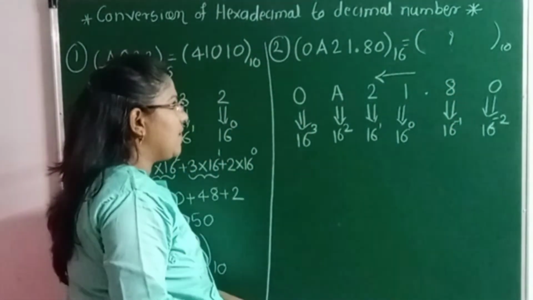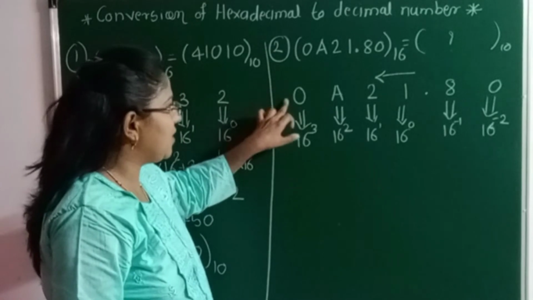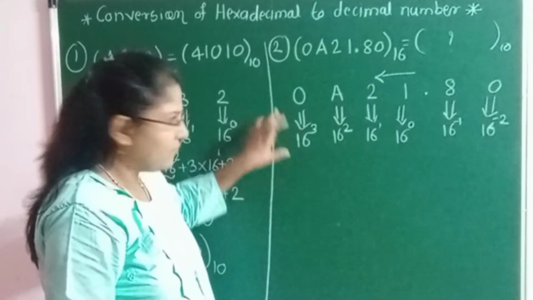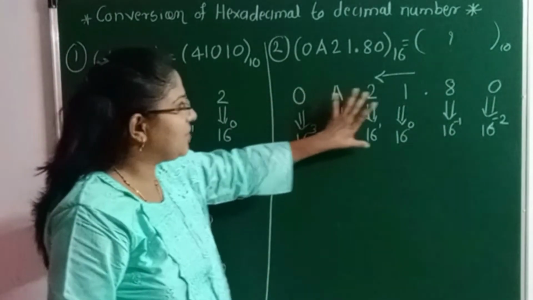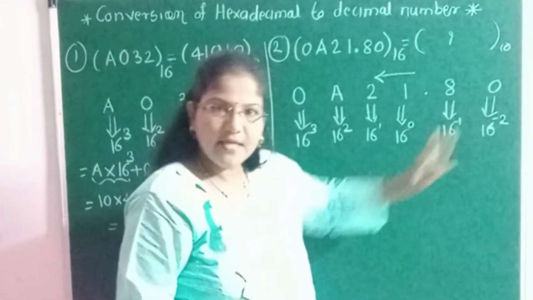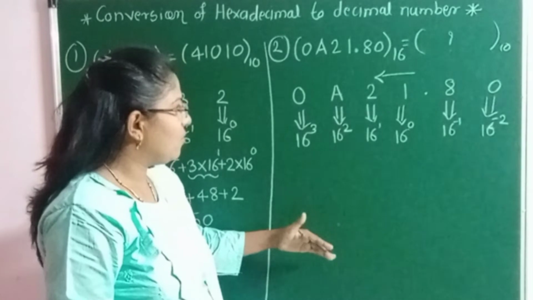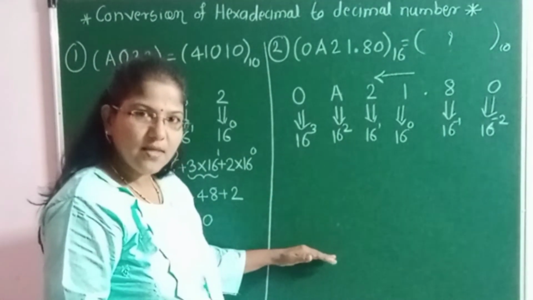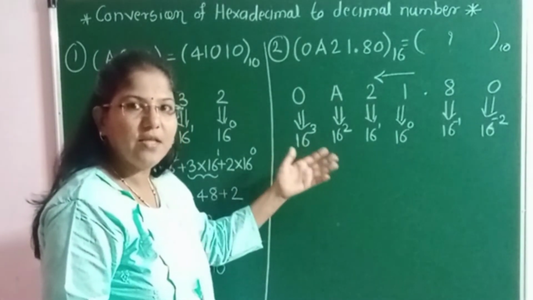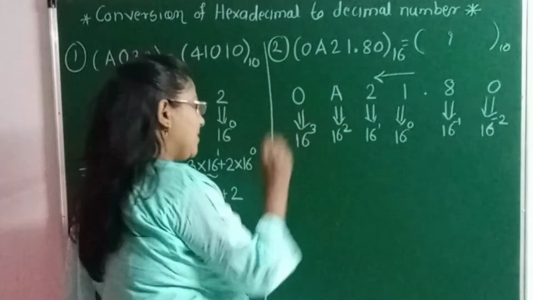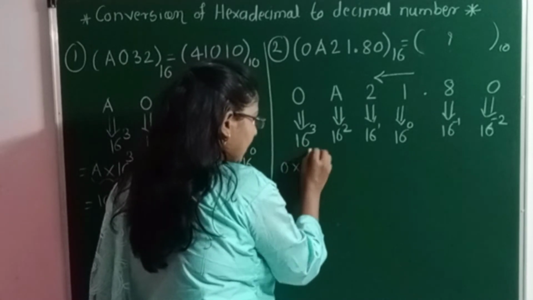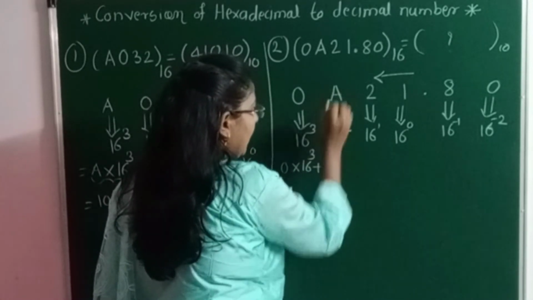Now the next step is to take the multiplication of digit and its associated weighted value. We will take the multiplication for each digit given in the hexadecimal number. After that we are going to take addition of all those multiplication results, and finally whatever result we will get, that is nothing but the equivalent decimal number. So let's write 0 into 16 raised to 3 plus A.